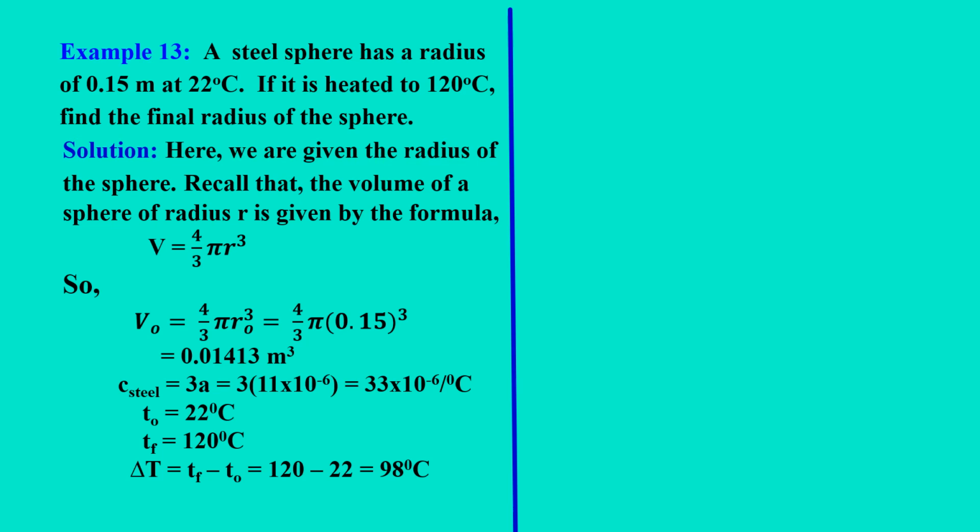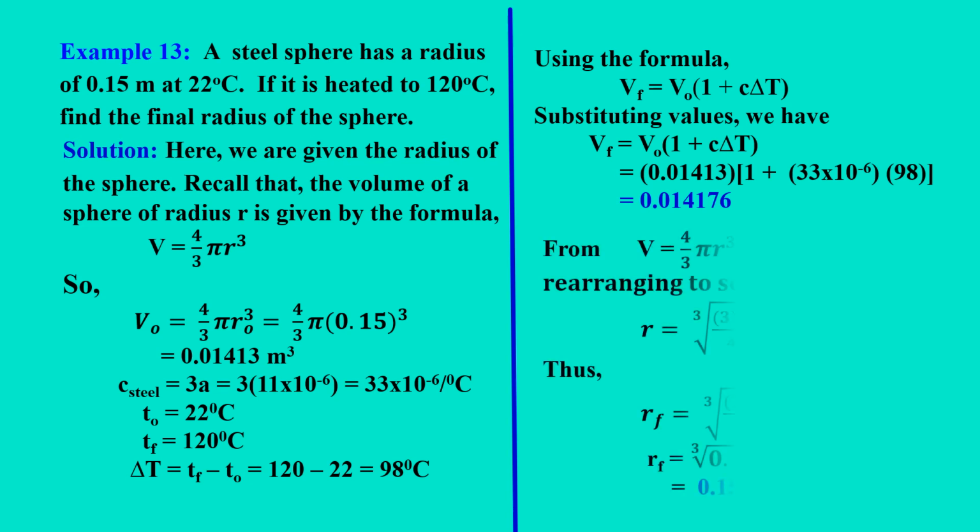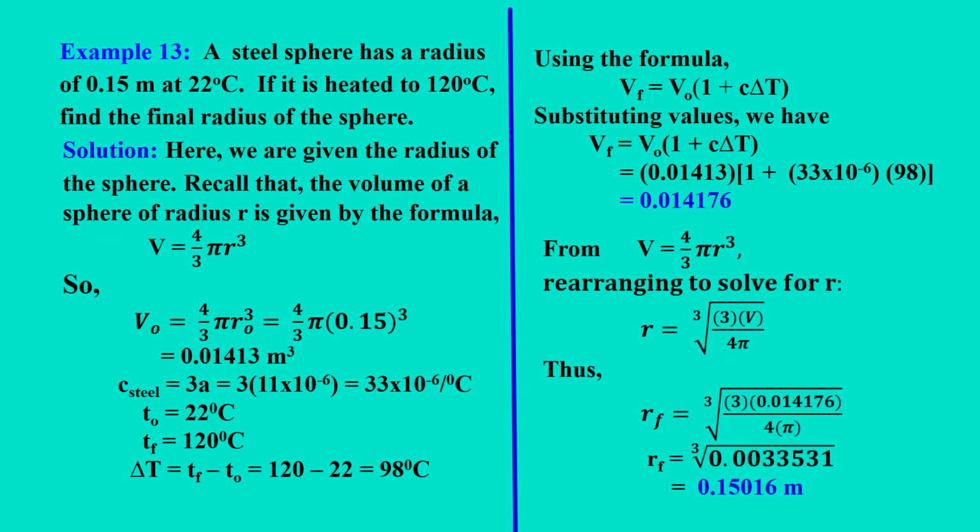0.01413 cubic meter. The coefficient of volume expansion of steel is 3 times the coefficient of linear expansion of steel. So 3 times 11 times 10 to the minus 6 is 33 times 10 to the minus 6 per degree Celsius. Original temperature is 22 degrees Celsius. Final is 120 degrees Celsius. So change in temperature is 98 degrees Celsius. Using the formula Vf equals Vo times quantity 1 plus C delta T, substituting the values and solving for Vf, Vf is 0.014176.